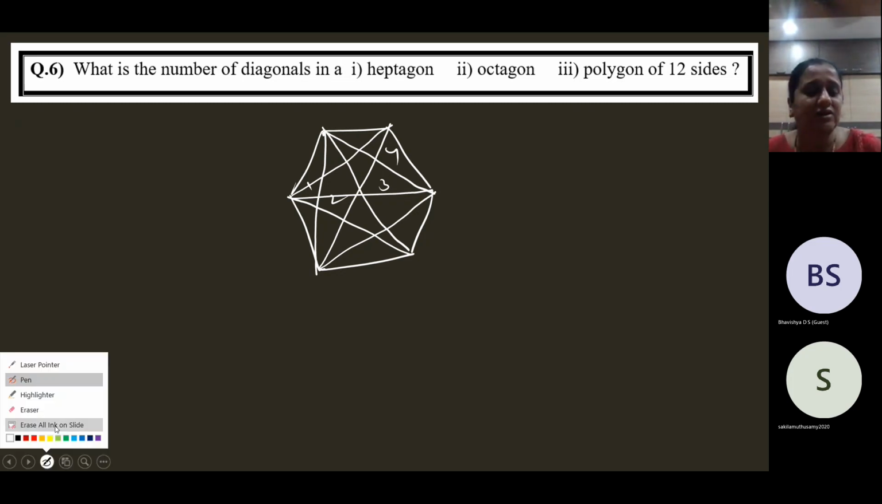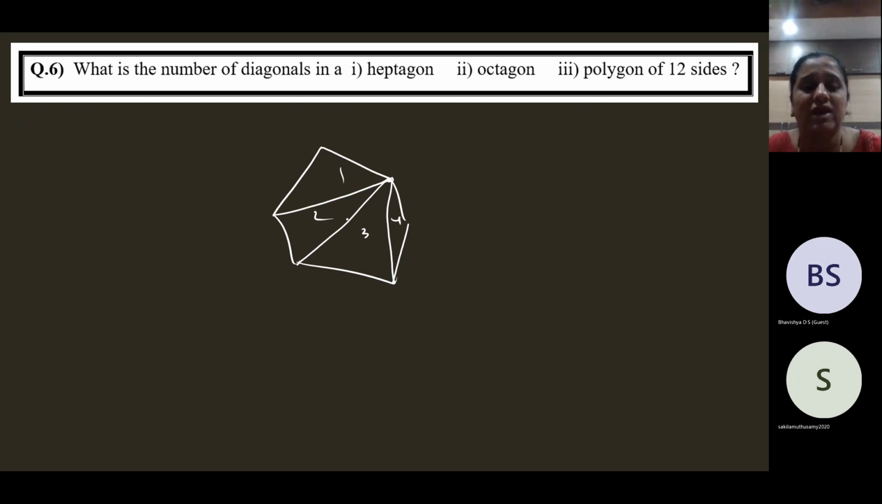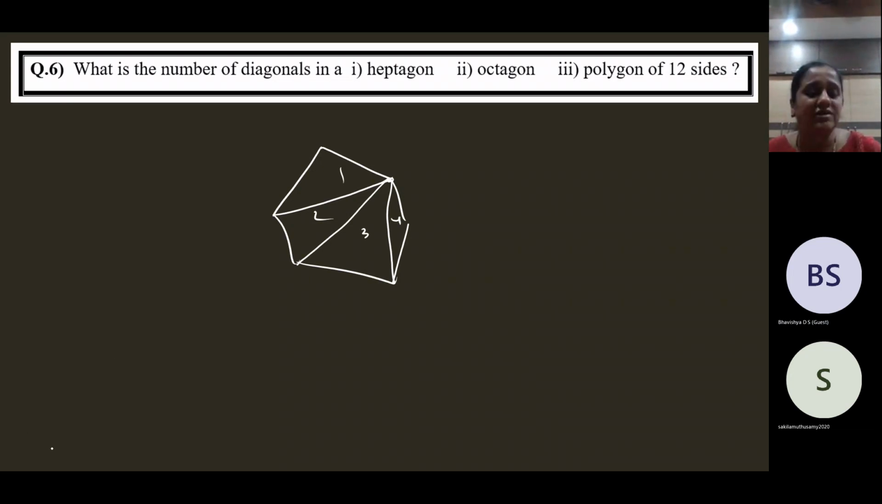But when we divide the polygon into triangles, it is like this. See here, 1, 2, 3, 4 triangles. But that doesn't mean that we have only these diagonals. There are many more diagonals. This is to divide the polygon into triangles to find the angle sum property, or to find the sum of all the angles in the polygon. You're getting the difference? Yes, ma'am. So this polygon has many more diagonals.